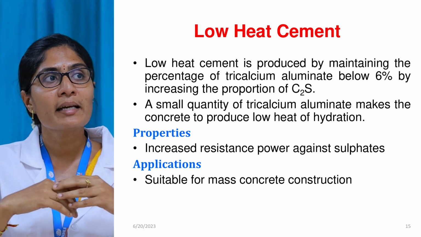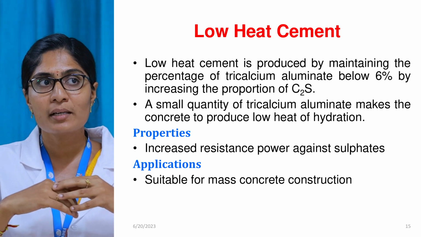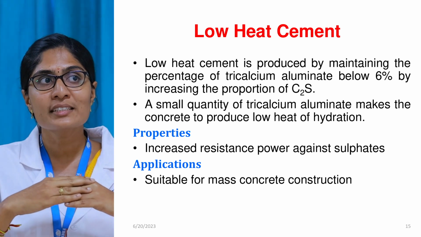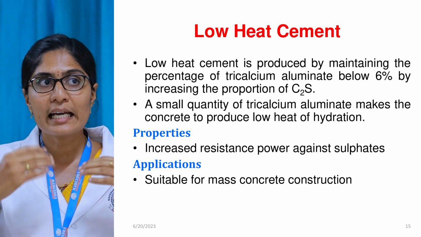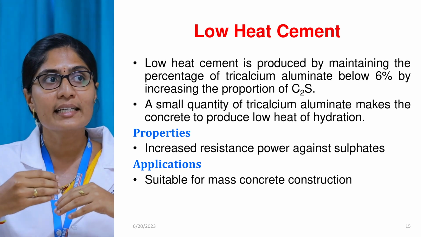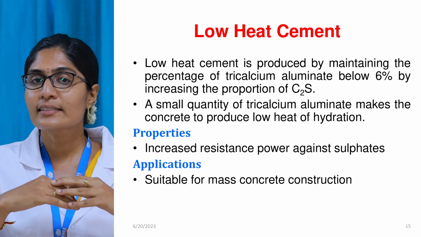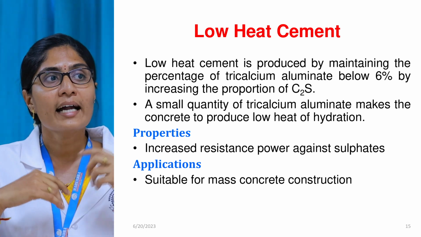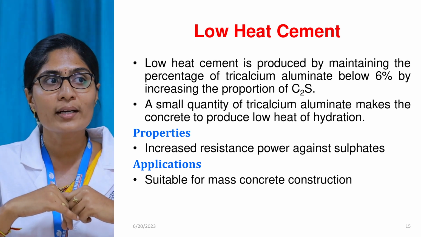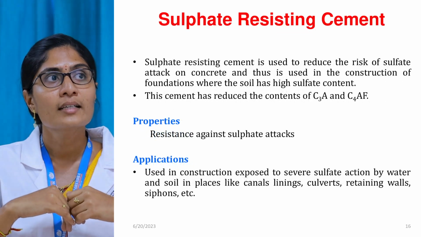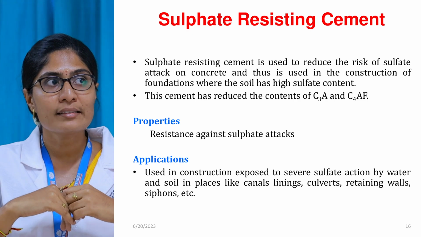So it is produced by maintaining the percentage of tricalcium aluminate less than 6% and increasing the proportion of C2S. When C3A is reduced and C2S is increased, low heat cement is produced. So it has higher resistance against the attack of sulfates and is mainly suitable for mass concrete construction, especially for dams and retaining walls. So next is all about the sulfate resisting cement.